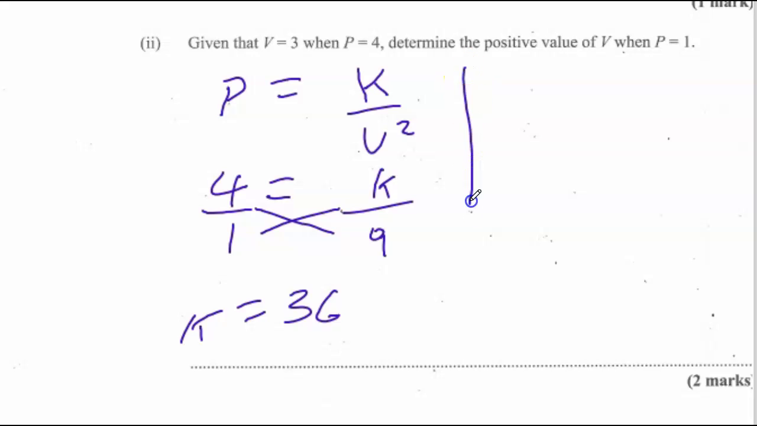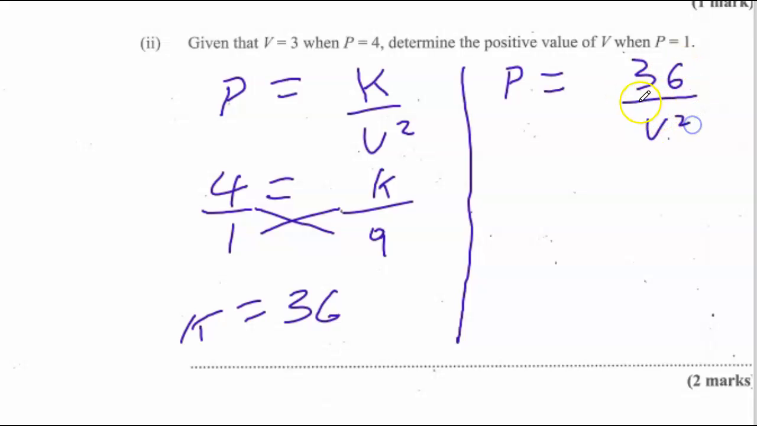And then we're asked now to find the value of V when P is equal to 1. So again, recall that P is K over V squared, but now we know the value of K is 36. So 36 over V squared. We're asked to find the value of V when P is 1. So when P is 1, replace P with 1. We have 1 equals 36 over V squared.